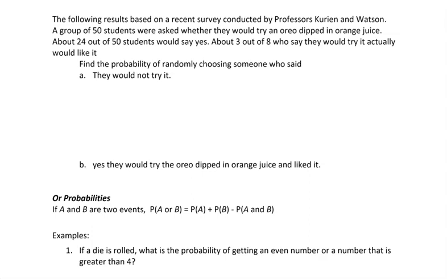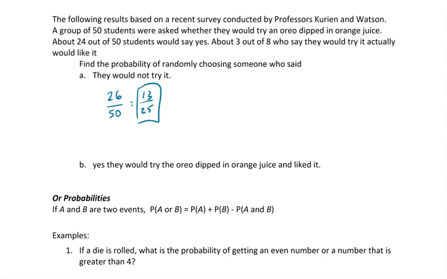So, we're going to find the probability of first choosing someone who said that they would not try it. Okay, so this one we don't have to worry about doing an and probability, because for this one we're just trying to figure out people who wouldn't try it. That's one thing that we're trying to figure out. So if 24 people said yes, then that means the other 26 said no. So 26 out of 50, or 13 out of 25.